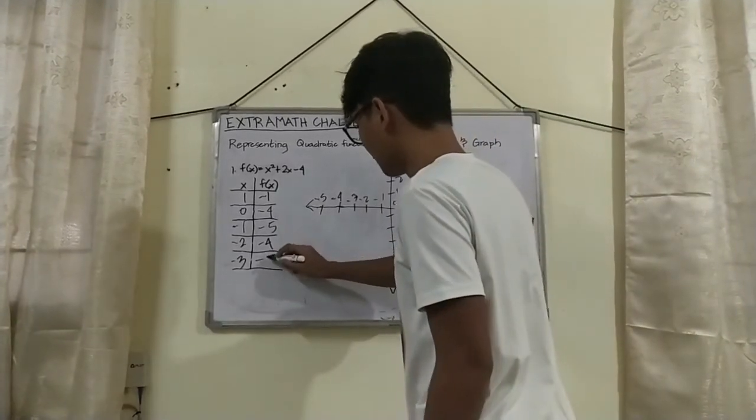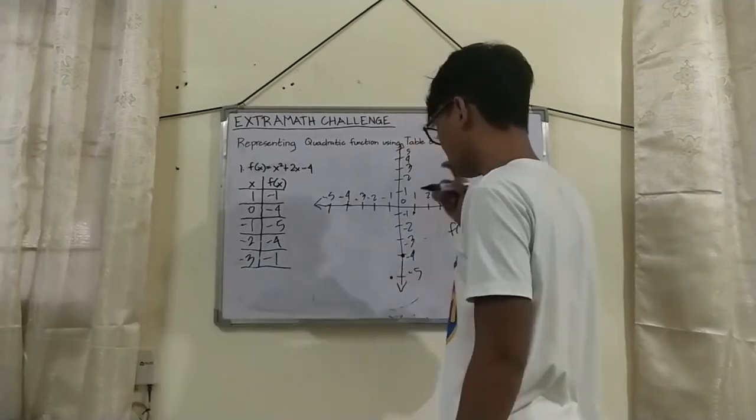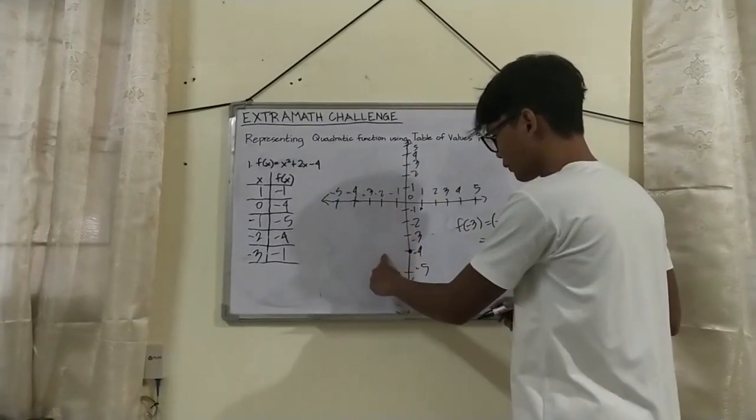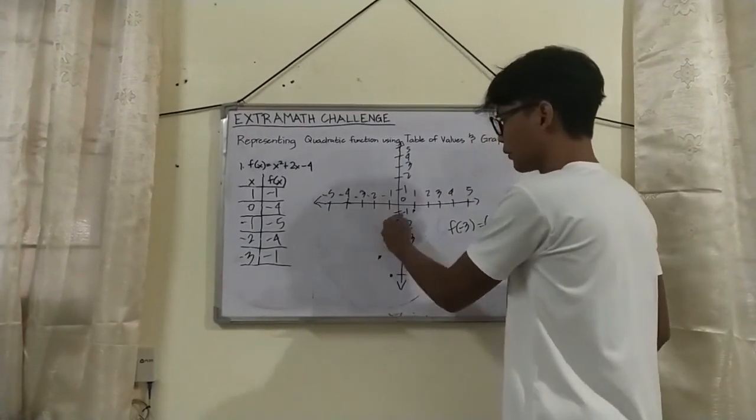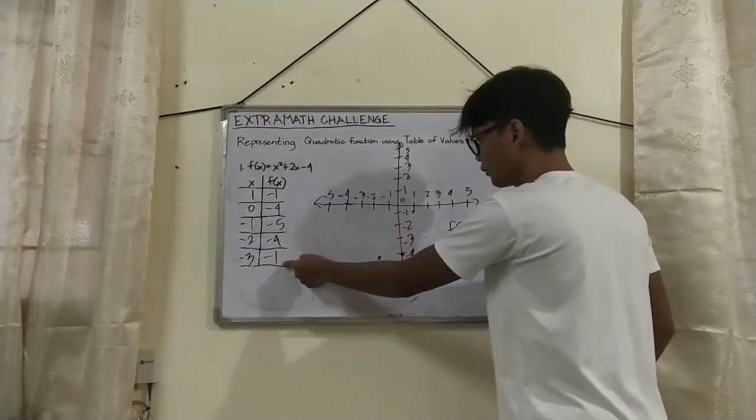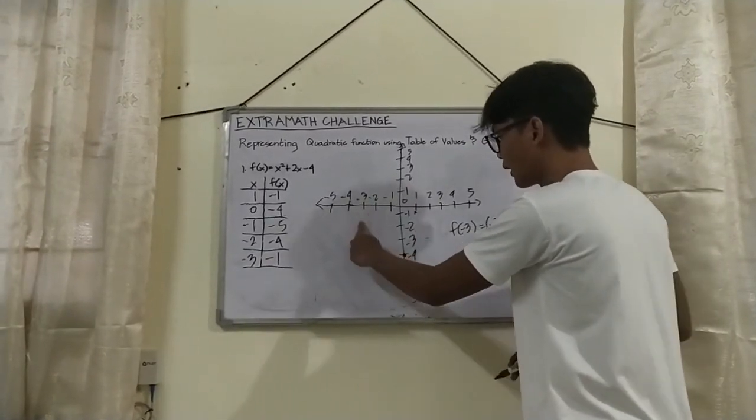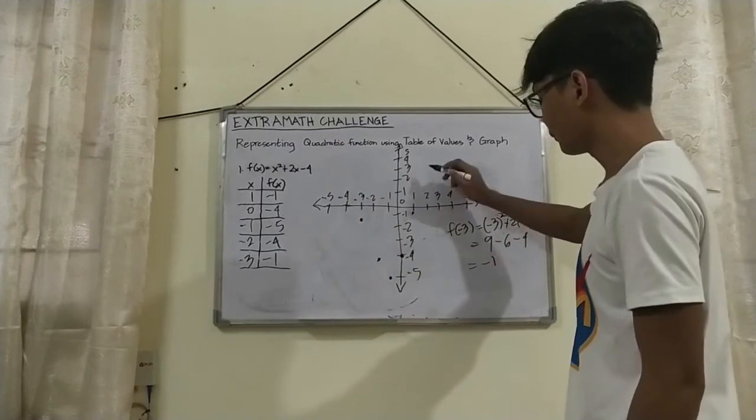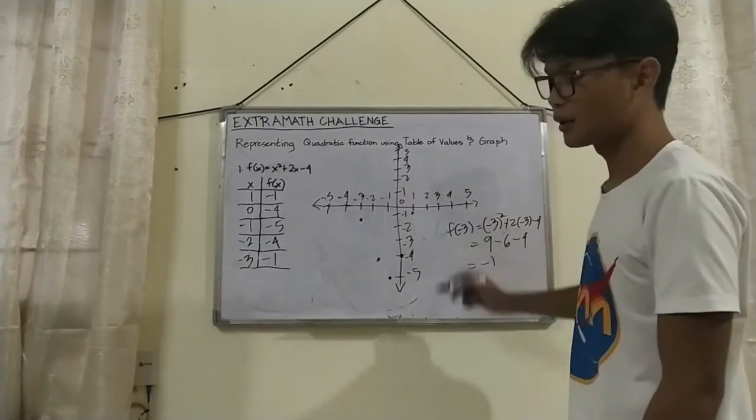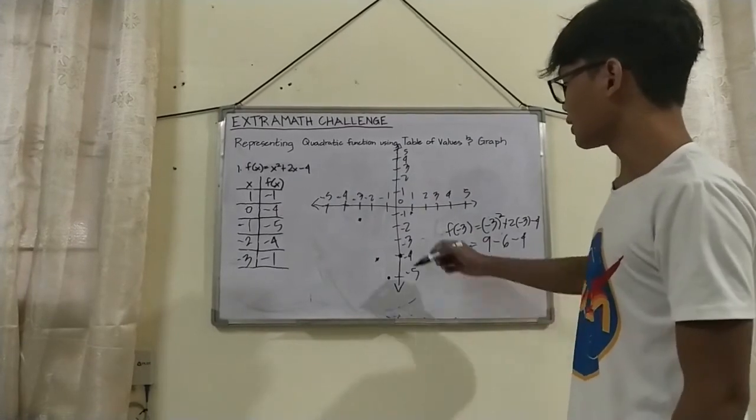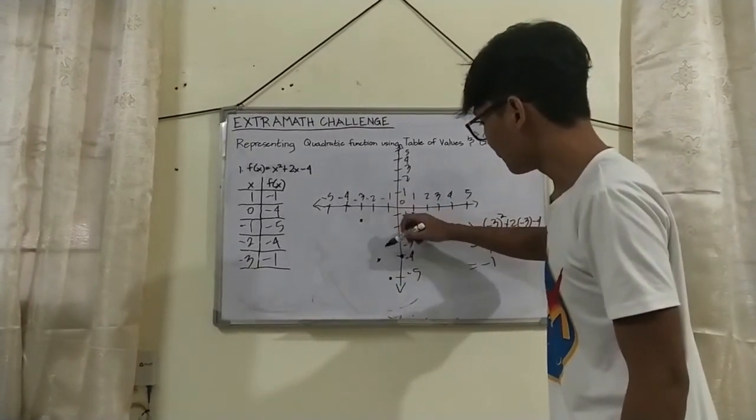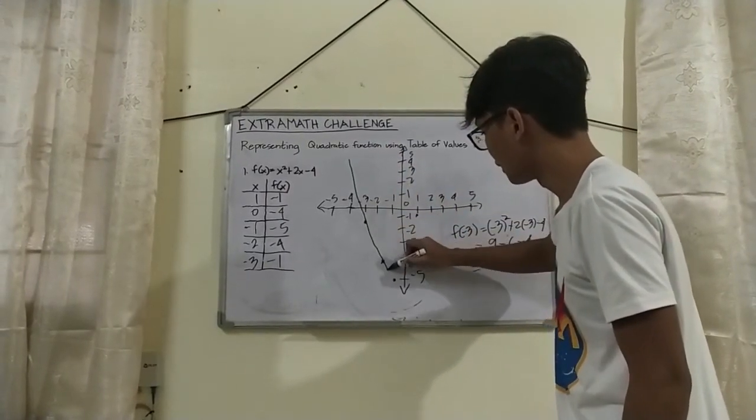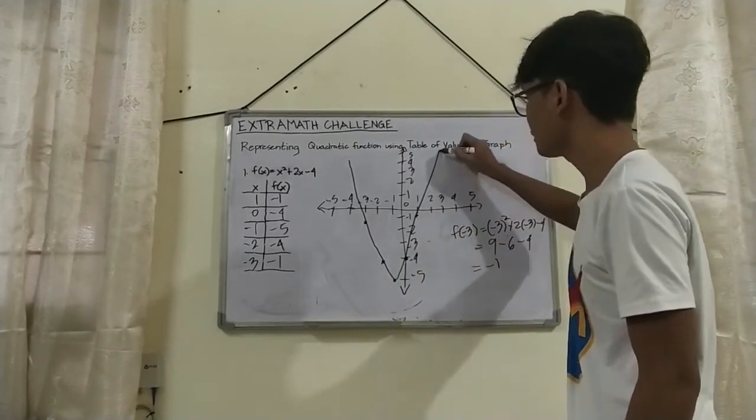So now we will plot the remaining coordinates. We have negative 2 and negative 4, where x is negative 2 and y is negative 4, so we'll plot it here. And we have a coordinate of negative 3 and negative 1, where x is negative 3 and y is negative 1, so we'll plot it here. You can see that we have plotted all of the coordinates. So we just need to trace the plotted points in order to form the parabola. So this is how our parabola looks.